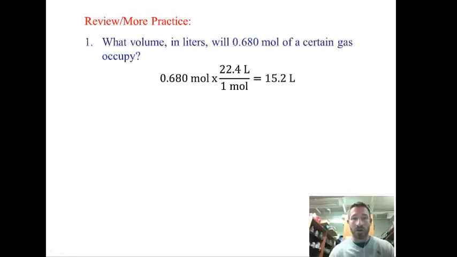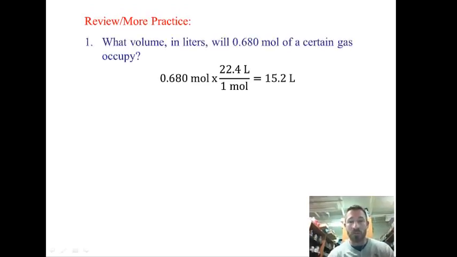So we go back to this problem. What volume in liters will 0.68 moles of a certain gas occupy? You see, I set it up so moles is at the bottom. It cancels out. So I'll multiply 0.68 by 22.4 and get 15.2 liters.